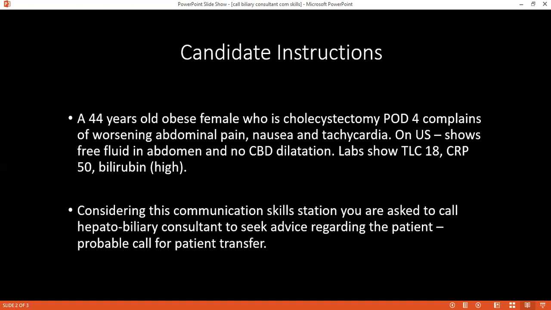Can you summarize your case, please? Yes, I have a female patient, 44 years old, who has had a cholecystectomy. She is now on post-operative day 4. She is complaining of abdominal pain and nausea, and has tachycardia. Her blood labs show a high TLC count of 18, CRP 15, and high bilirubin. On ultrasound, there is free fluid in the abdomen, but no common bile duct dilatation. Based on her labs, I fear a biliary leak, so I am asking to transfer her to your care.